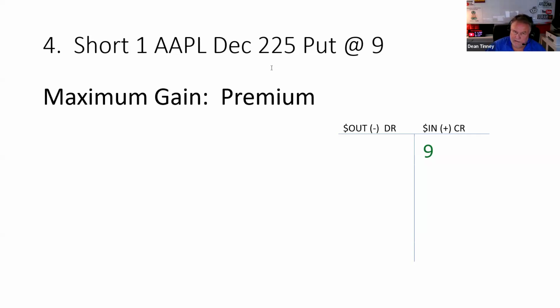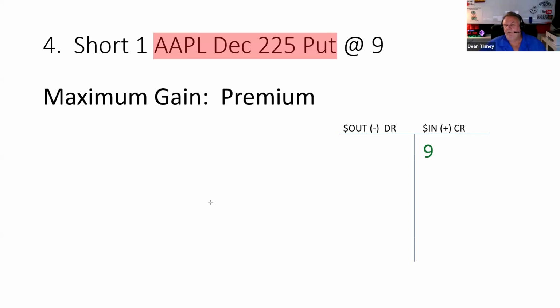There's only three things that can happen to an option contract. Be careful. I'm not asking what can happen to the player. I'm asking what can happen to an Apple December 225 put. It can be traded, it can be exercised, or it can expire. Is expired good news or bad news? Well, that depends whether you're long or short.